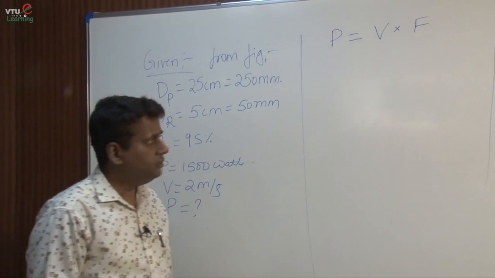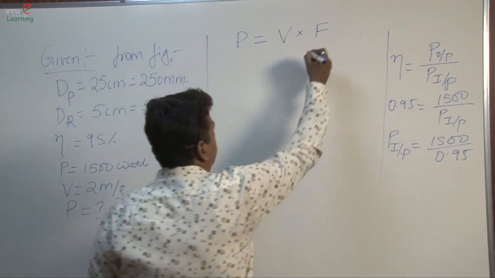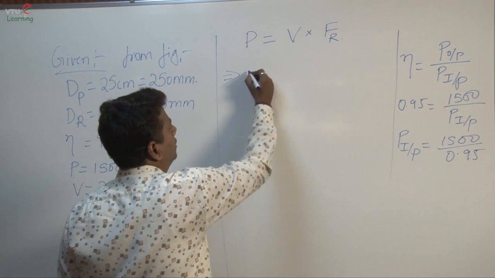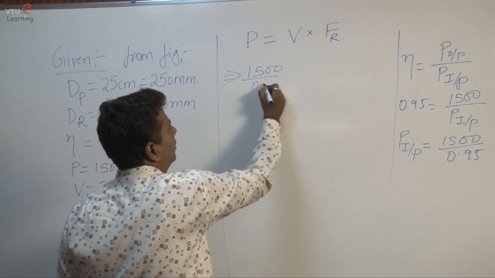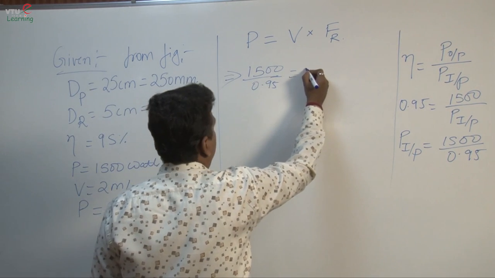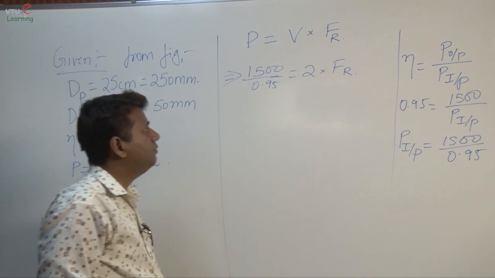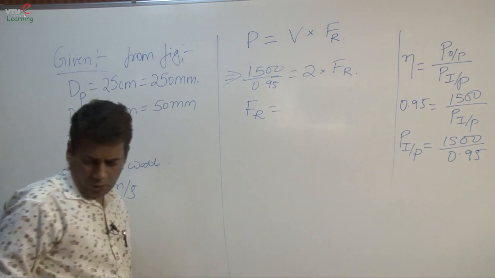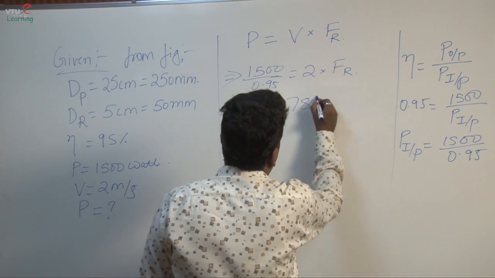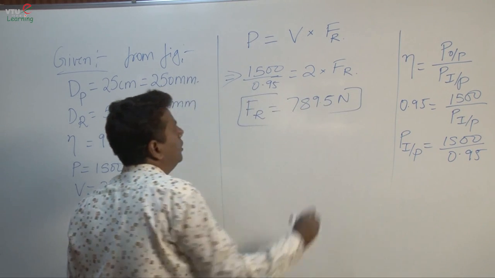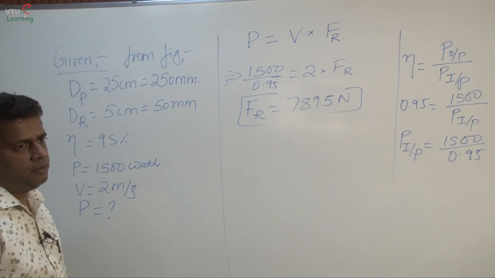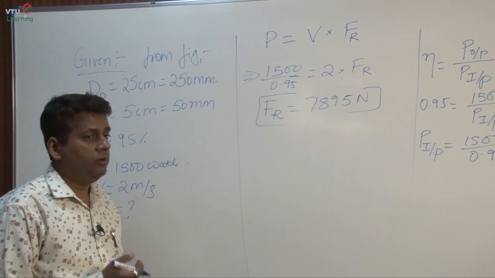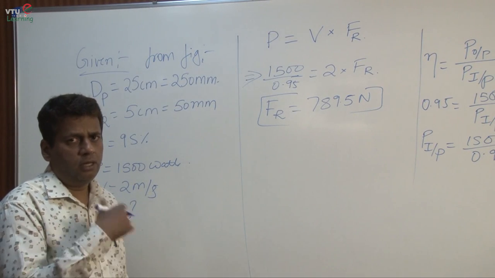So if we consider the retraction, right? So what will be the power input? So power is equal to 1500 divided by 0.95 is equal to V, velocity is 2 meter per second into FR, retraction force. So we get retraction force FR equal to 789.5 newtons. So why we have taken retraction? Because retraction is the work done on the system. Extension is the work done by the system.